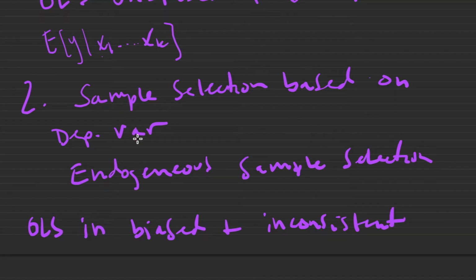if we have sample selection based on a dependent variable. The reason for this is that the population conditional expectation is not the same as the expected value conditional on the subset values of the dependent variable.